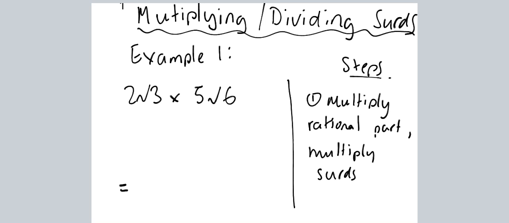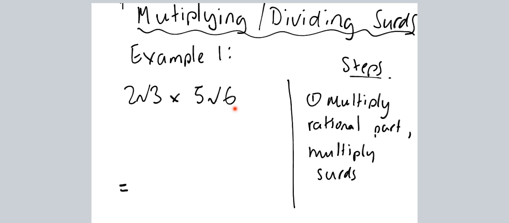I just didn't because I wanted the notes to be succinct. So I'll put my pointer next to the number, which is rational here, 2, and this bit here, 5. These are the rational parts. So it says multiply the rational part, multiply the surds. So this is root 3 and root 6.